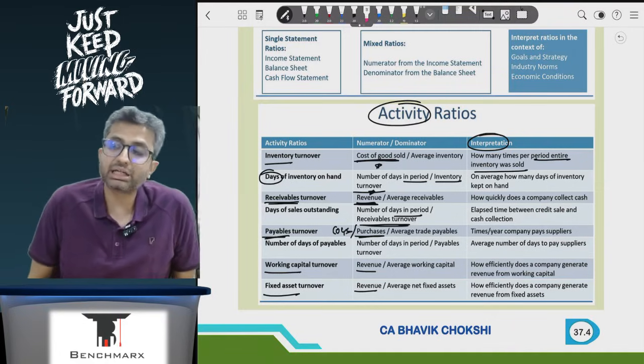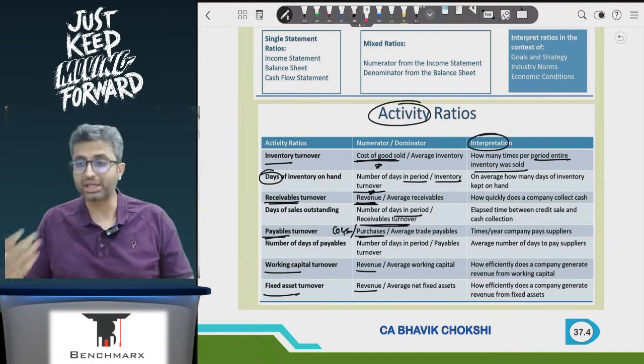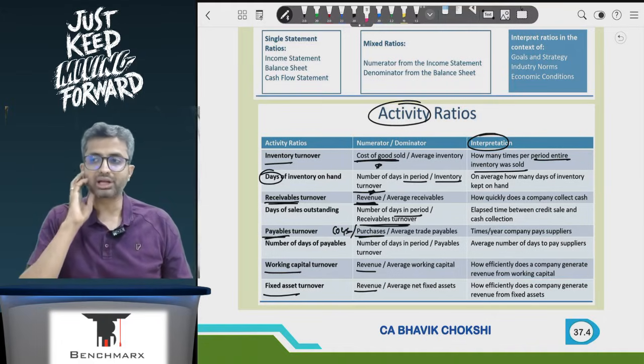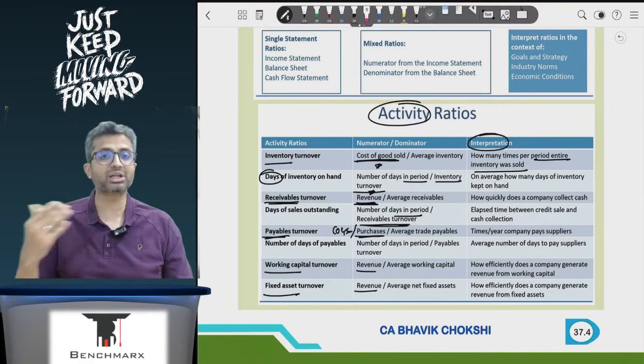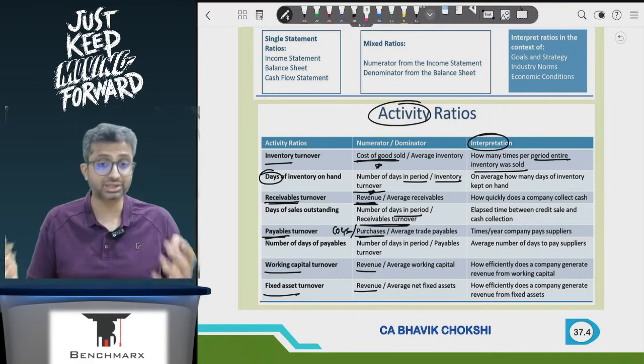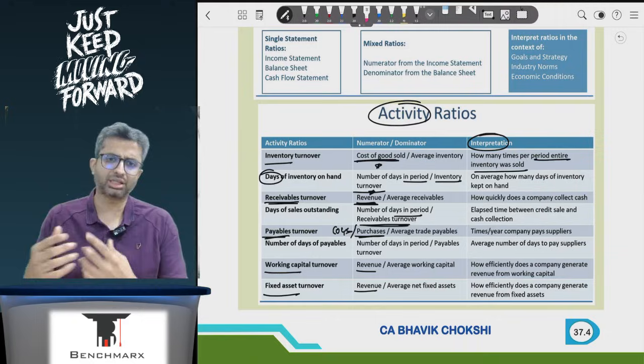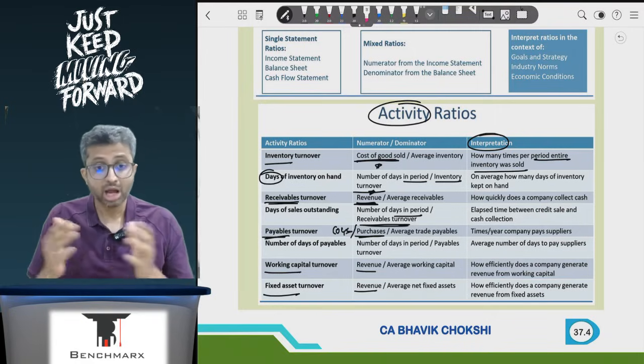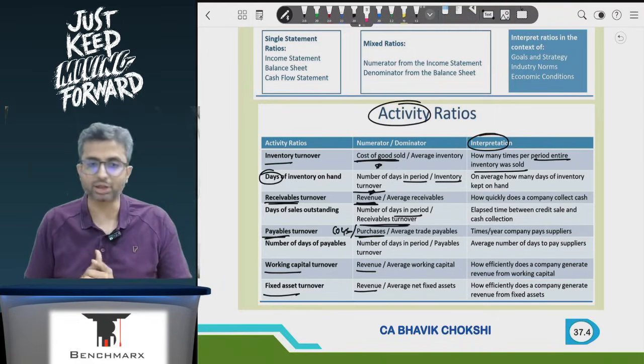However, if it is exceedingly high, it may show that you are not paying the payables, which is not a good thing. Otherwise, there can be fixed assets turnover, that is sales divided by average fixed assets. Working capital turnover, sales divided by average working capital, as the case may be. All of these ratios, higher the better. It just shows that for 1 rupee of fixed asset, how many times sales you are generating. More the better, that is better utilization.